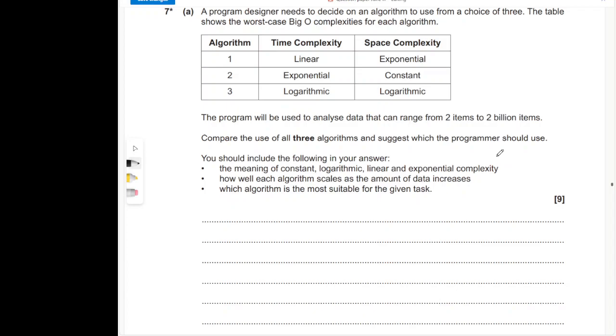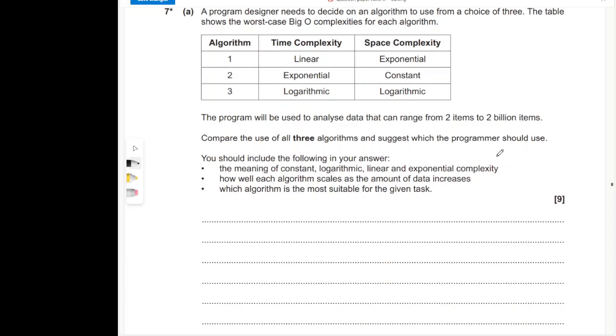Okay, so then they said, right, in the context of these. So just talk about each algorithm. So algorithm 1. The time complexity is going to take longer, but at a constant rate every time we add new items. The big killer for number 1 is it's got exponential space. So as we add more items, it's going to need more and more memory, and the amount of memory is going to increase by a lot each time we add a new data item. Okay, I'm not making any conclusions yet. I'm just talking about the algorithms.